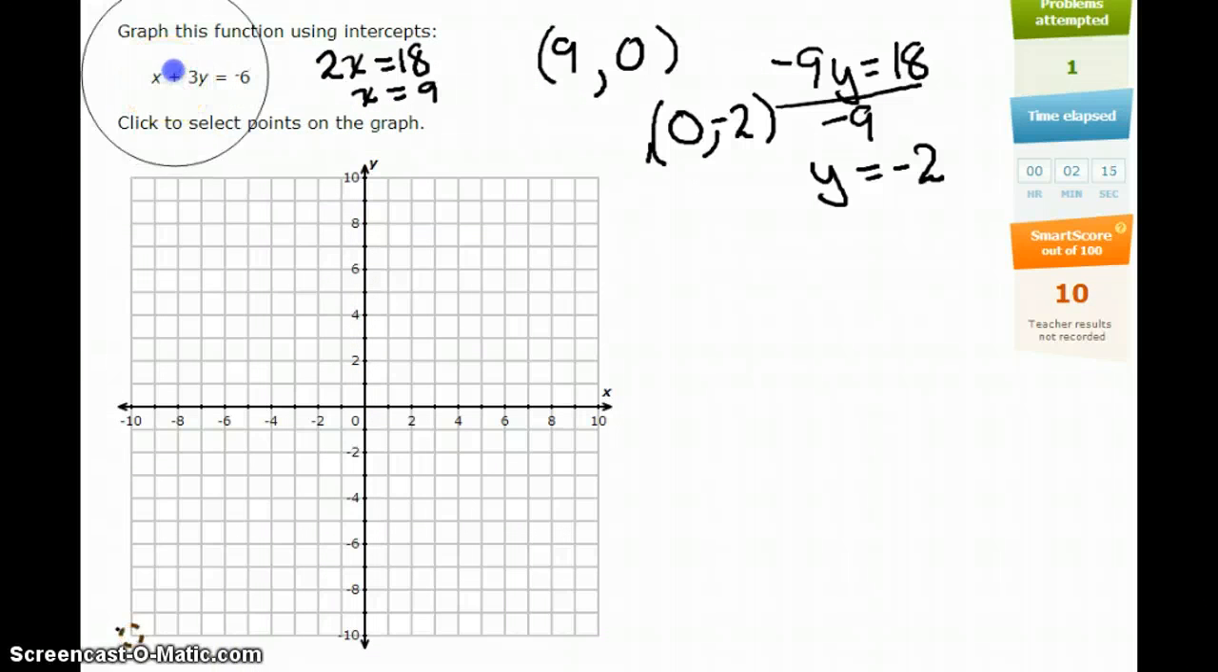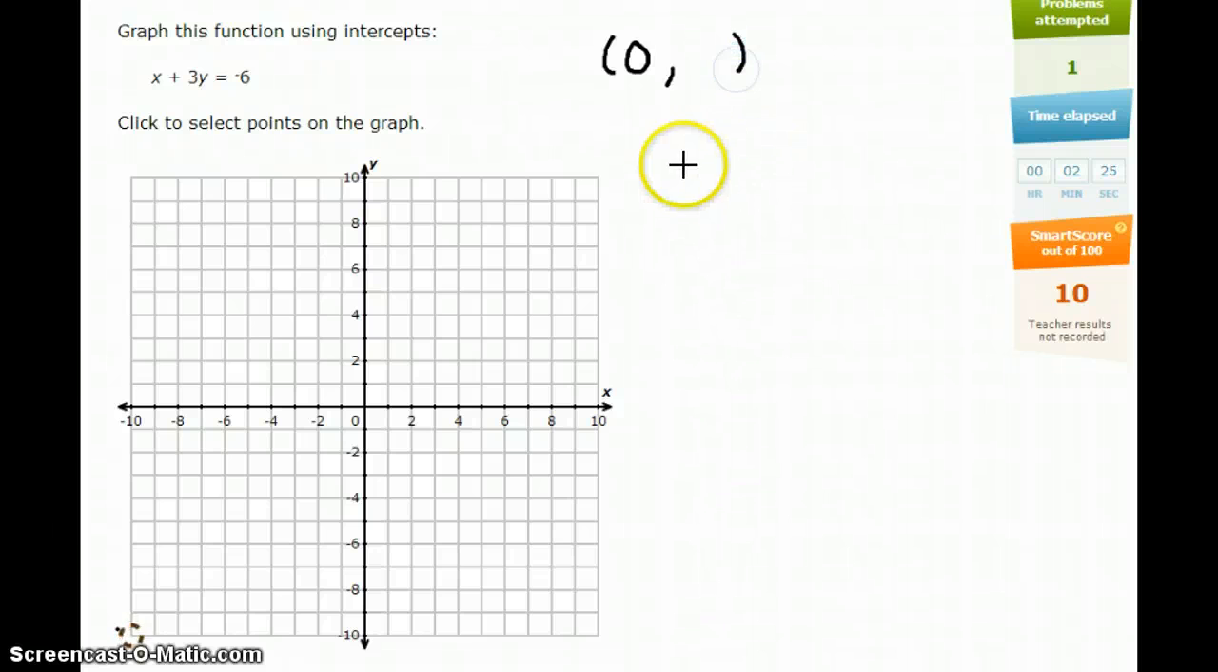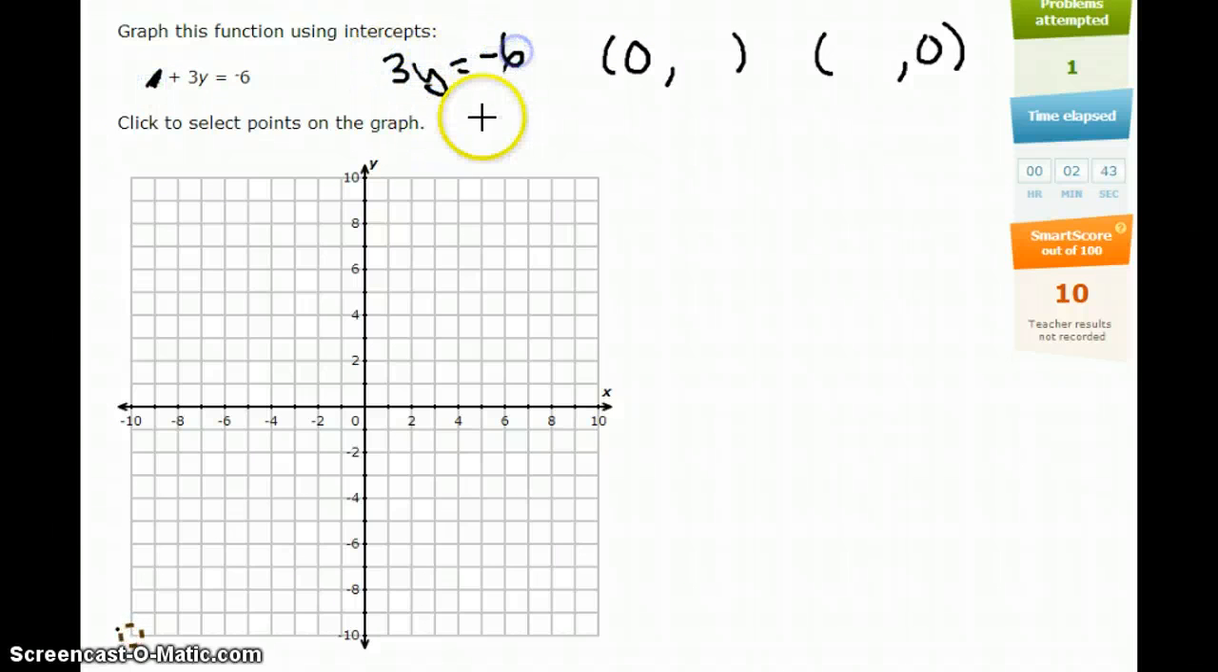Let's do another one here. All right. So once again, we are looking to use this to graph. So I know that I'm going to have a (0, something) and a (something, 0). And I'd really like it if you could do that. That way you can really make your life a lot easier. So I know that my x is 0, so I get rid of that, and now I have 3y equals negative 6, so y equals negative 2, and I put in my value.